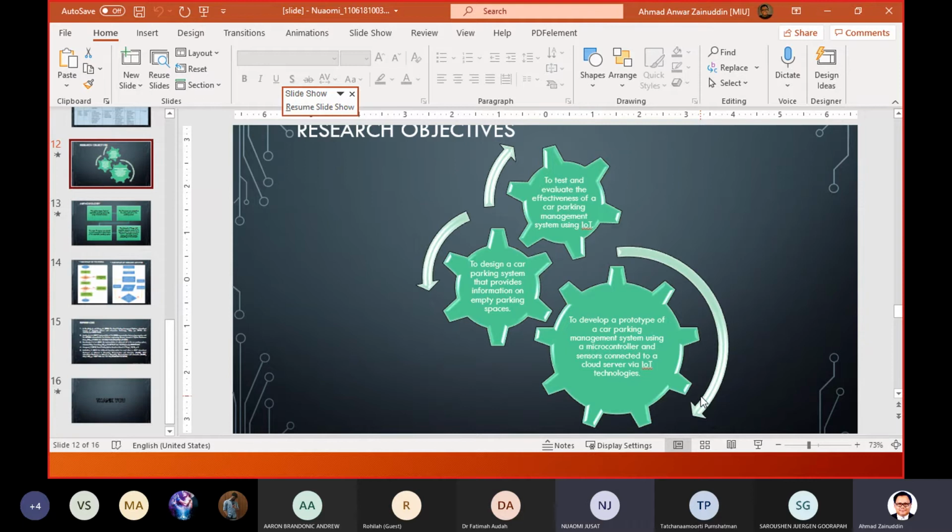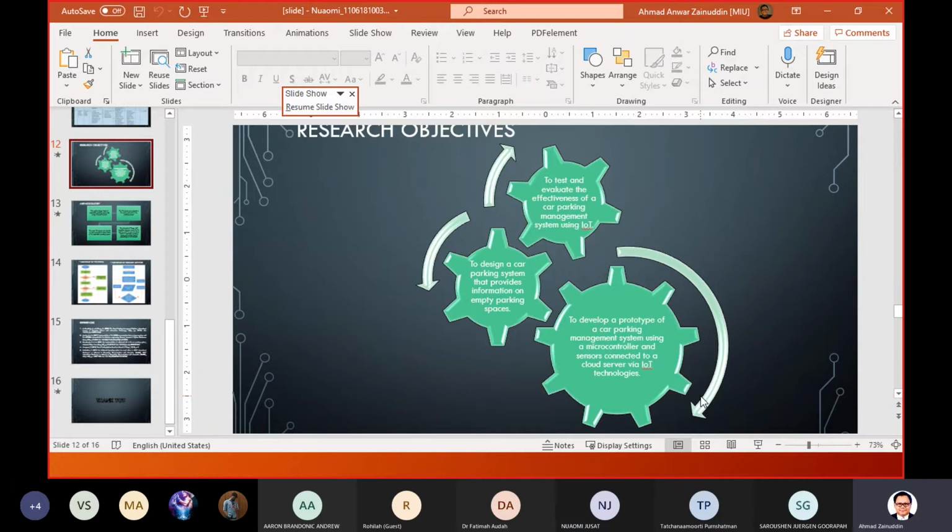And next, you want to design a car parking system. As I mentioned before, design means that you are trying to do it from scratch. Based on what I understood from your project, you are not designing a parking system. Maybe you can put to implement or to model. To implement.